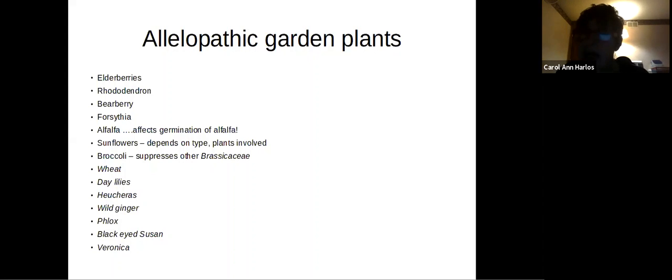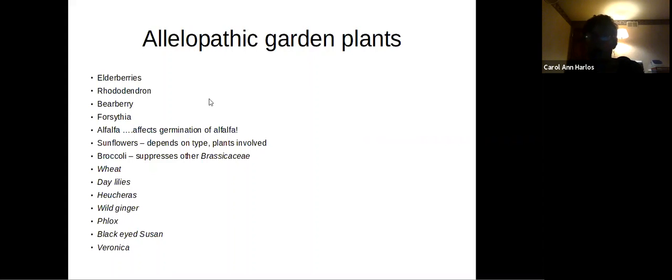Work has been done on sunflowers because all sunflowers are not allelopathic. Some are not. And I often wonder when I see these beautiful fields of sunflowers, if those particular species of sunflowers are the ones that are allelopathic. Otherwise, I'm serious, they probably have a lot of weeding to do. So that's a really interesting one. And you might think about sunflowers that you have grown in your garden.